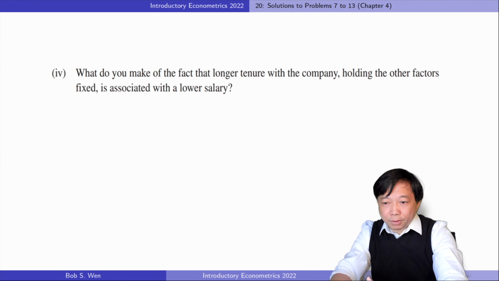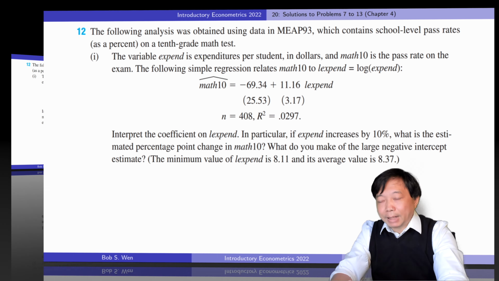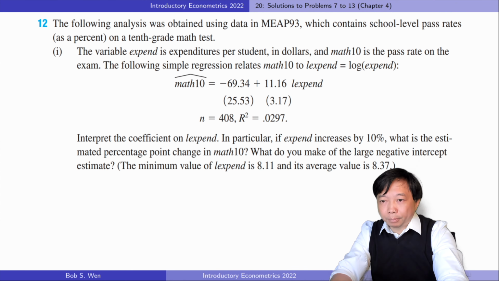We have just answered the last question. Since we have controlled for the years as CEO, it makes sense that the years with the company, not as a CEO, reduce the CEO's salary. Let's go to the 12th problem.